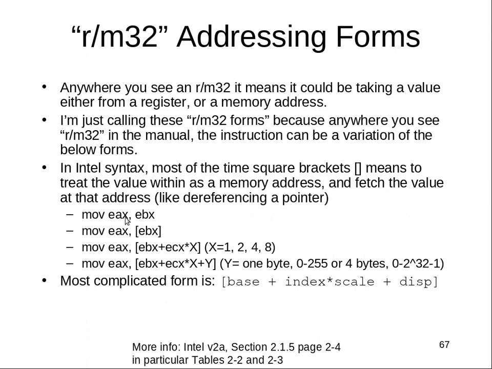Move just takes the contents of EBX, puts it into EAX. Move, notice the brackets. It takes EBX, jumps to the memory address that's stored in EBX, grabs the value there, stuffs it into EAX. Down here, take EBX, add ECX times some x value, which is a constant, basically calculate the memory address with this formula, then go to that memory address, get what's there and stuff it into EAX. Or you can have an even more complicated version of it if you are so inclined.